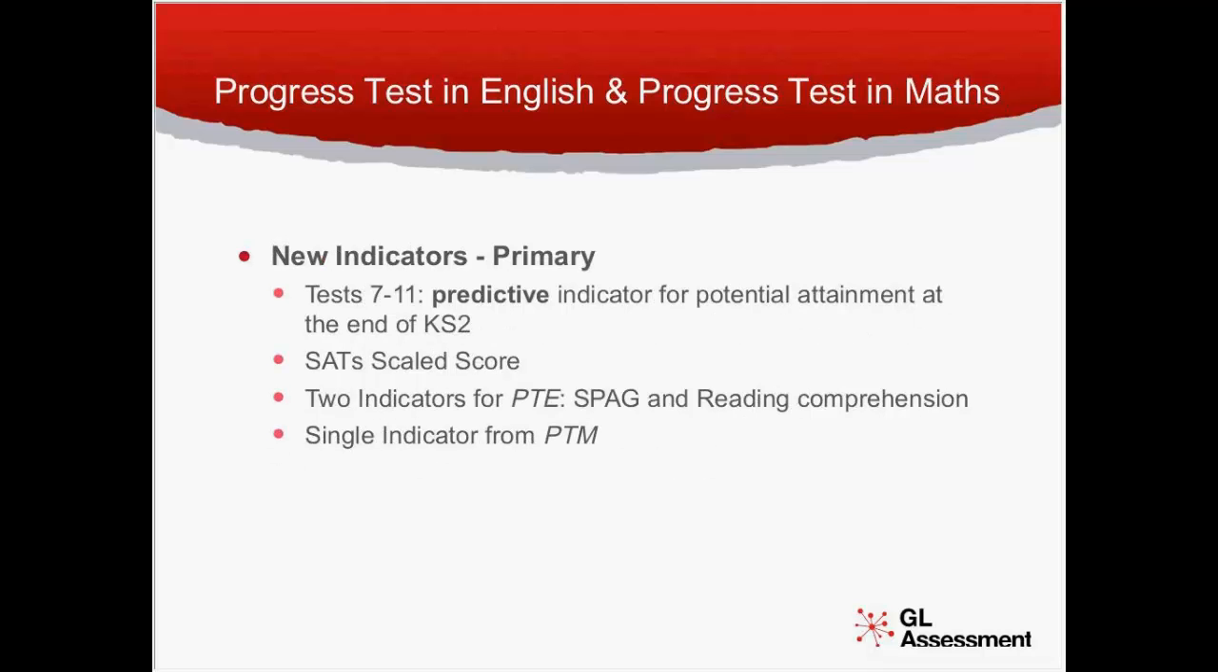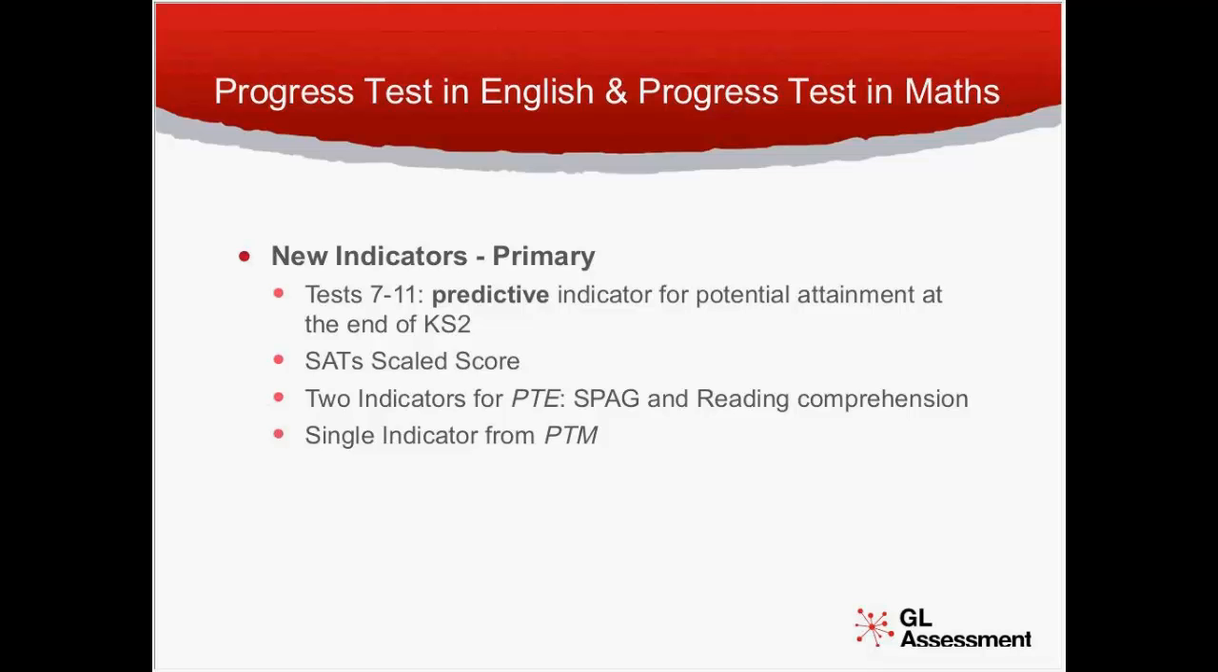So if we look initially at the primary indicators, what we have done is we have produced indicators that give a predictive measure of what children might achieve in their Key Stage 2 SATs tests. So these are based on the new scaled score. They will be available in the reports from level 7 to level 11.